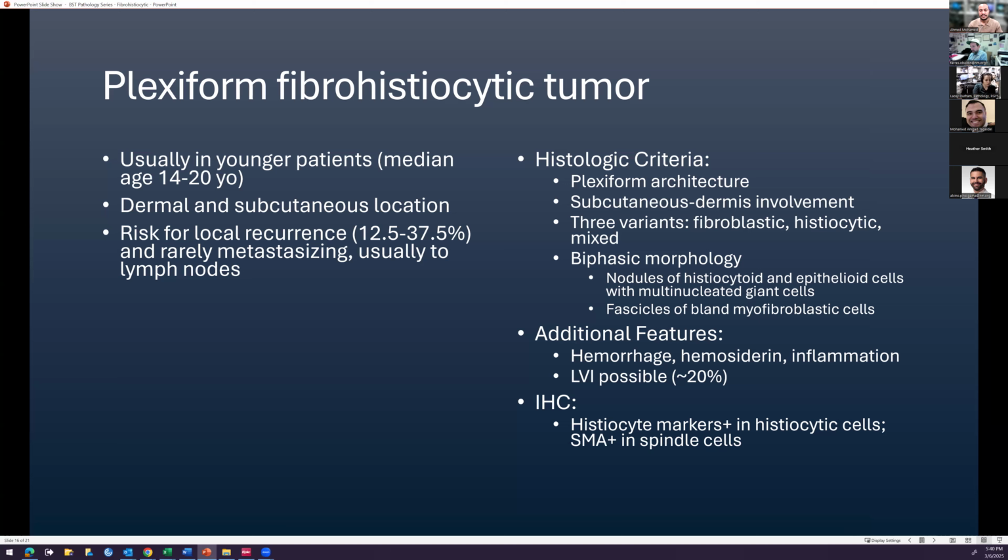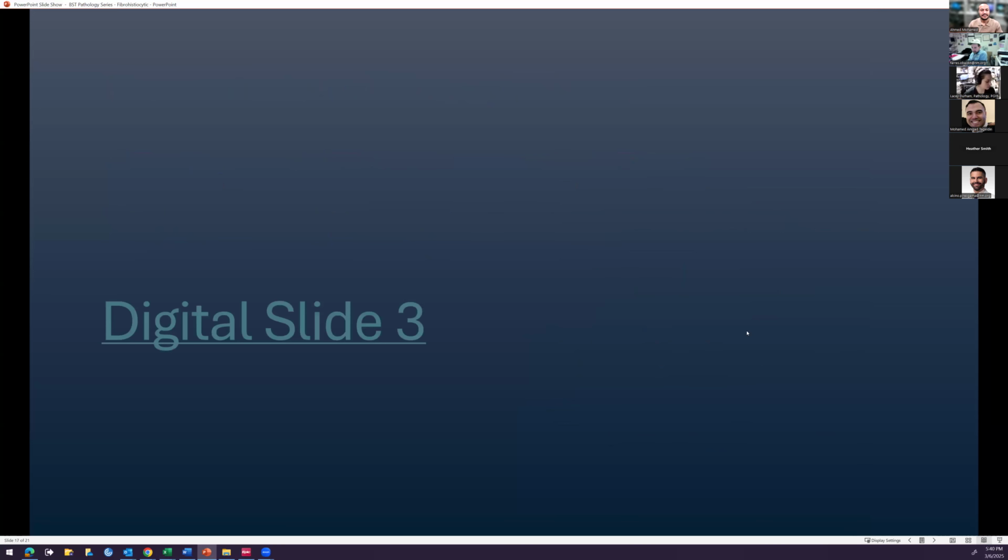Cool. All right. Any questions about plexiform fibrohistiocytic tumor? The answer is, by the way, we do not have any known molecular findings about these. So I don't have any information there, even though you know me, I love talking about the molecular. Nothing there. Cool. Sweet. Next up, got digital slide 3.